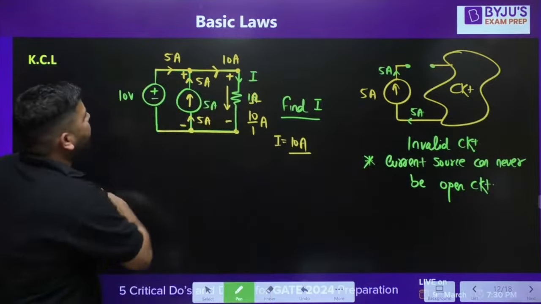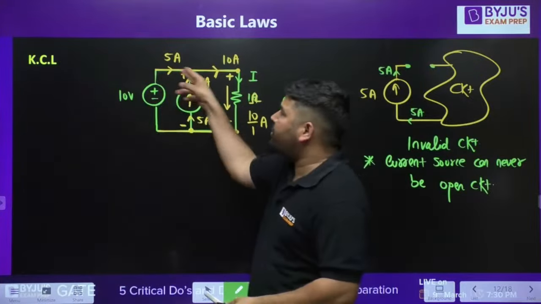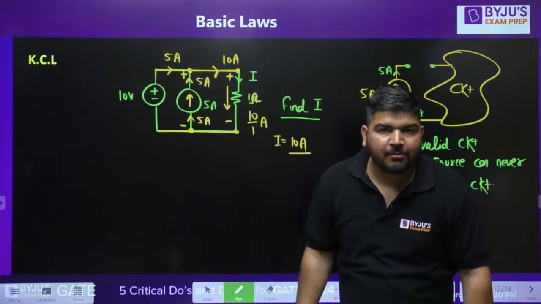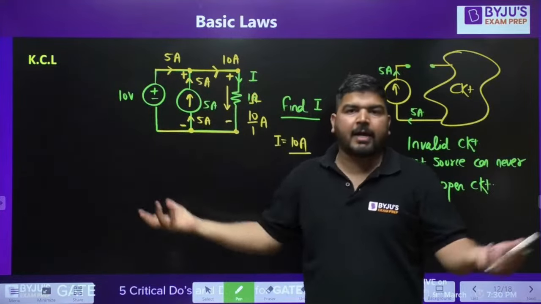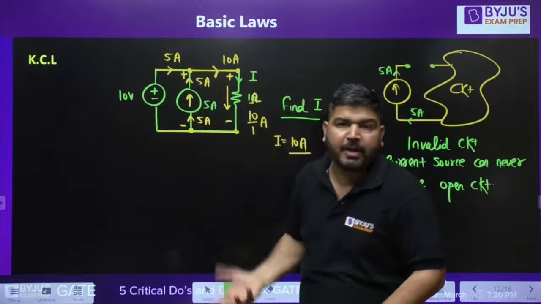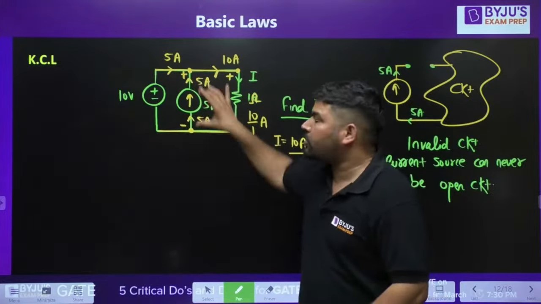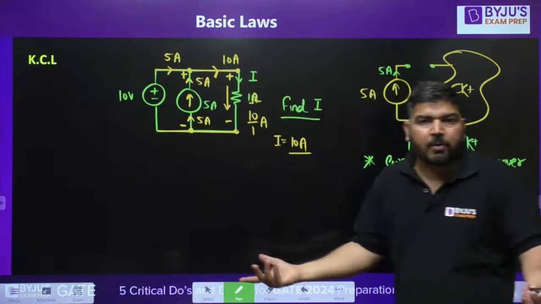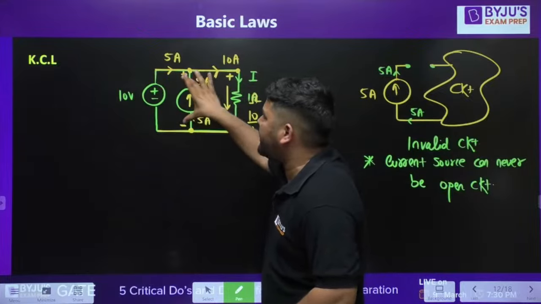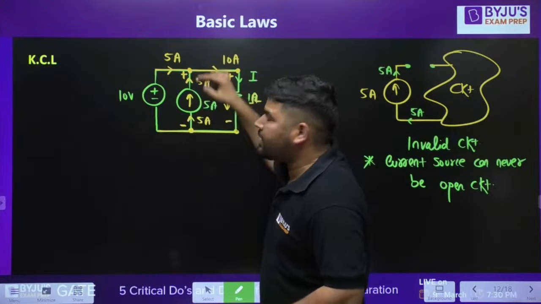This source is giving 5 ampere. This source is saying, I don't care about current. Current can be anything from me. And this source is saying, I don't care about voltage. Whatever voltage across me, I have no problem. This source is maintaining 10 volt across it. This current source is saying, I don't care about voltage. Voltage can be anything. So there is no violation with this current source.